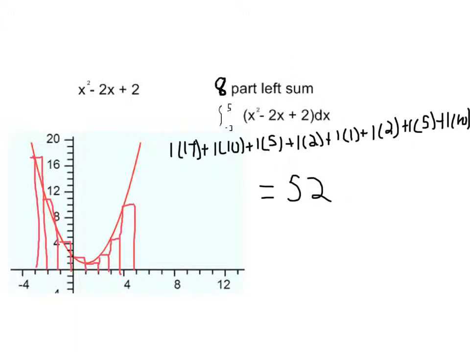Okay, so up on the board you can see my rectangles drawn in, and I have the area of each rectangle listed out. The width of every rectangle is 1, and I'm multiplying by the height determined by the left endpoint. So working left to right, the heights are 17, 10, 5, 2, 1, 2, 5, and 10. I add all of those up to get 52.